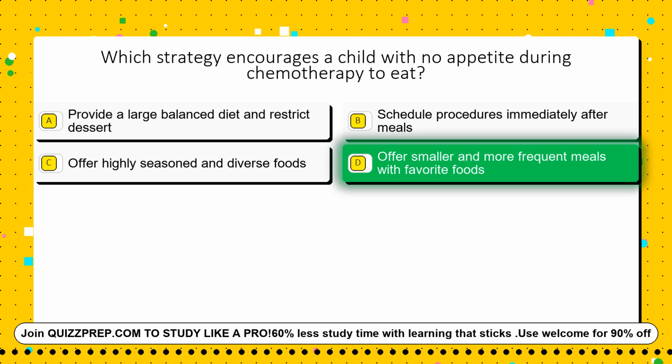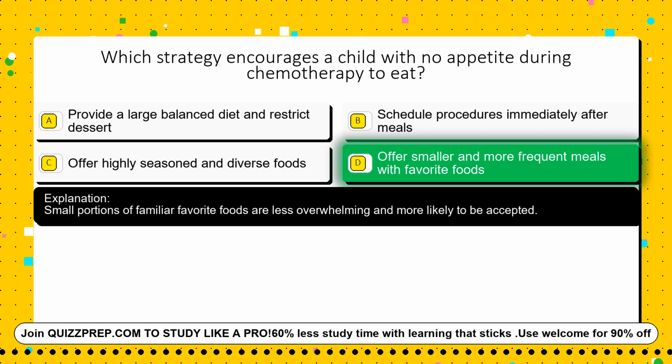The correct answer is option D. Offer smaller and more frequent meals with favorite foods. Small portions of familiar favorite foods are less overwhelming and more likely to be accepted.